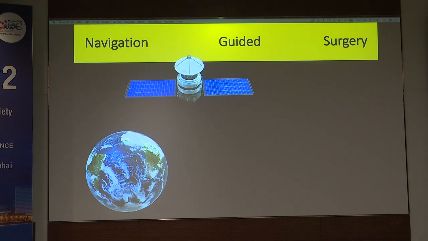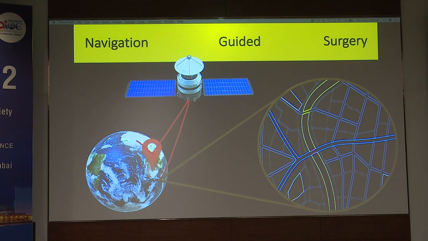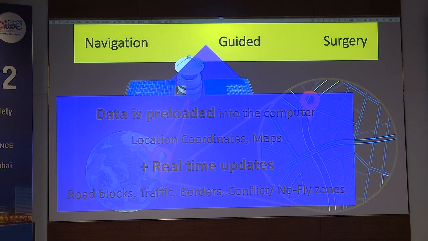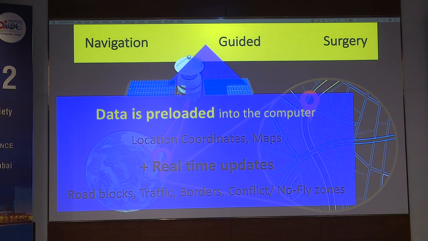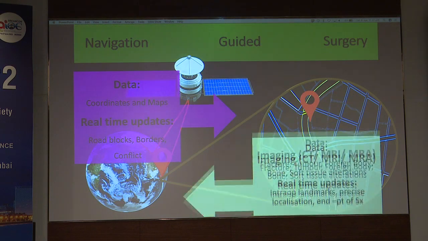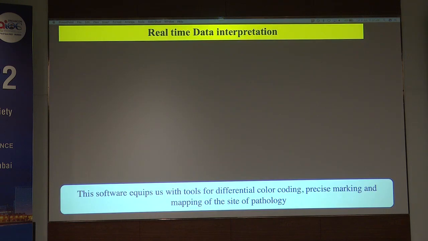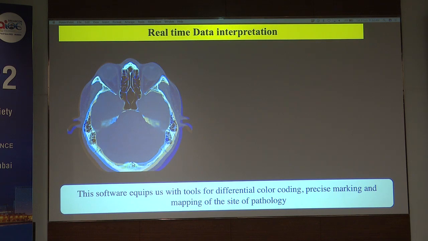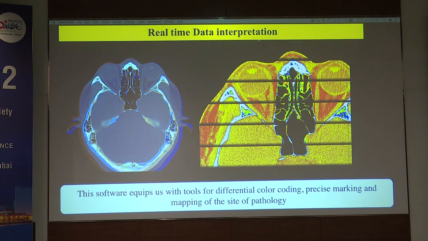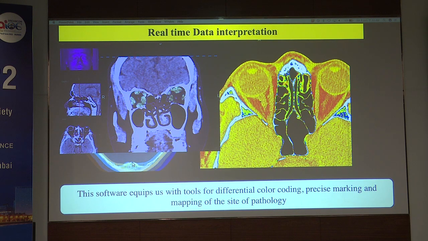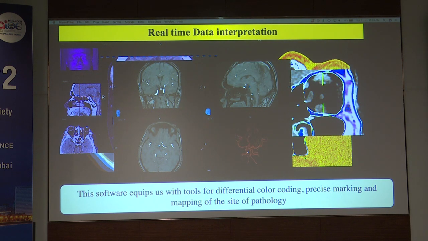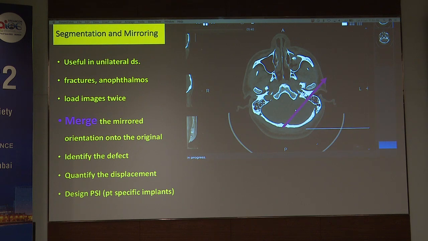And one of the major advances is the navigation system, because this gives us a roadmap to the surgery and we know the endpoint of the surgery. Here the data is preloaded into the computer, and this gives us real-time updates. The data are in the form of CT, MRI or MRA, and the real-time updates give us intraoperative localization and the endpoint of the surgery. The software equips us with tools for differential color coding, precise marking, and mapping of the site of the pathology. As you can see here, both MRI and MRA can be incorporated.